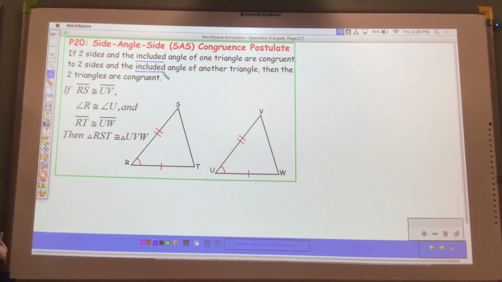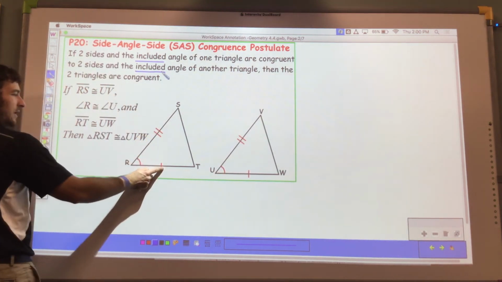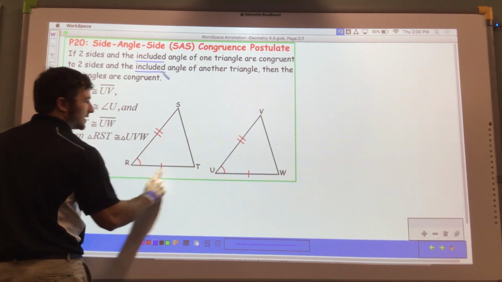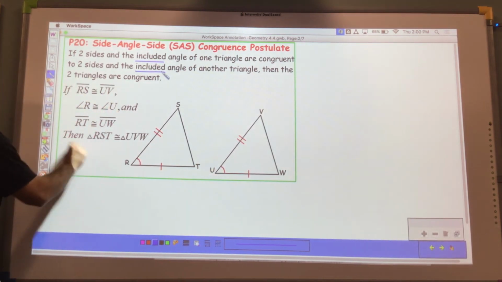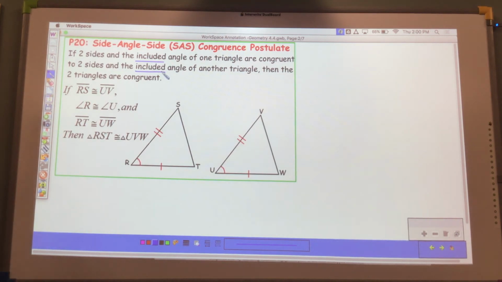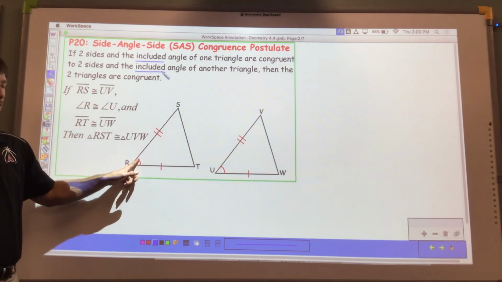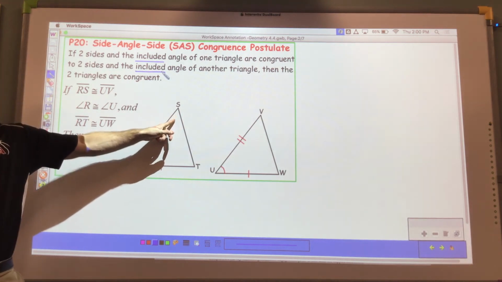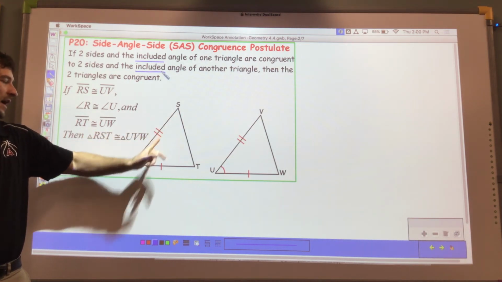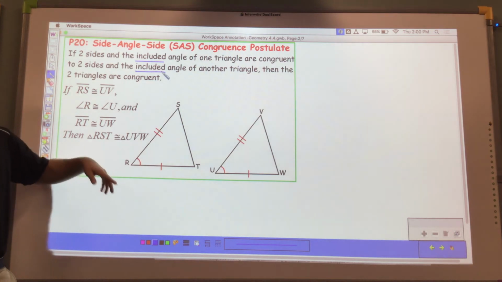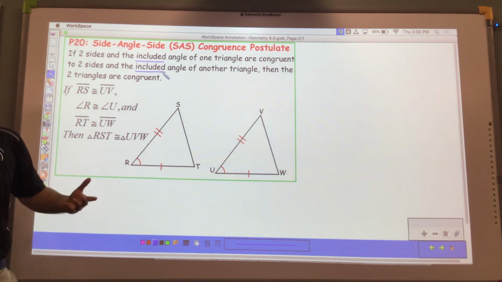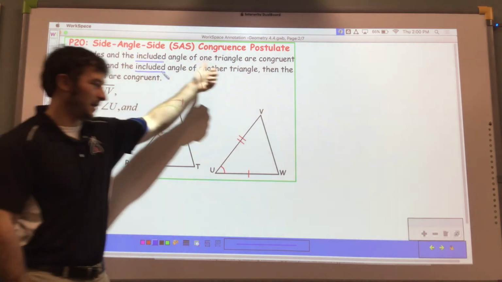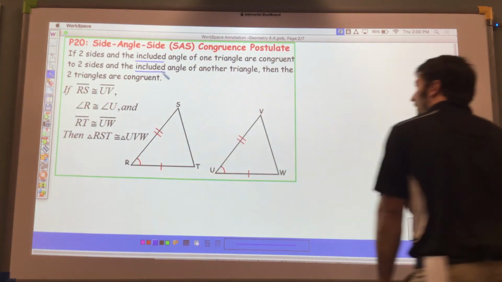So here it says if we have a side angle side situation, so this side, this angle, this side, side angle side, then we have congruent triangles. So it's important that the angle is included. Okay? If the angle is here, well then that's not going to work. Okay? Then it would be angle side side. Which spells ass. Don't be an ass. That's not the rule. It's SAS. S-A-S. Side angle side.